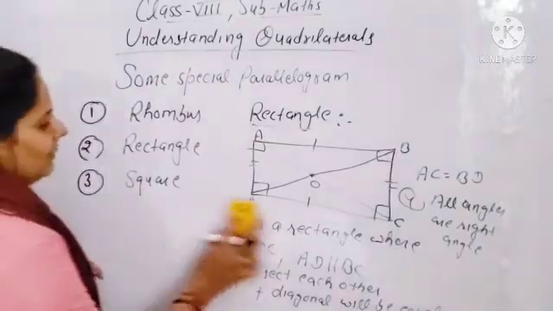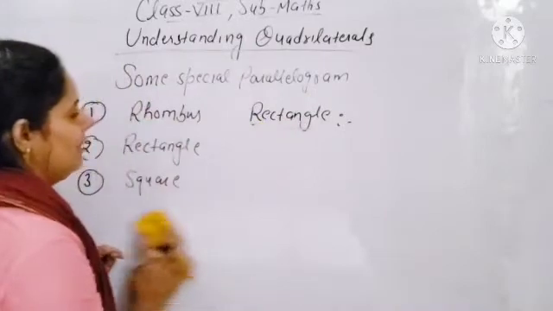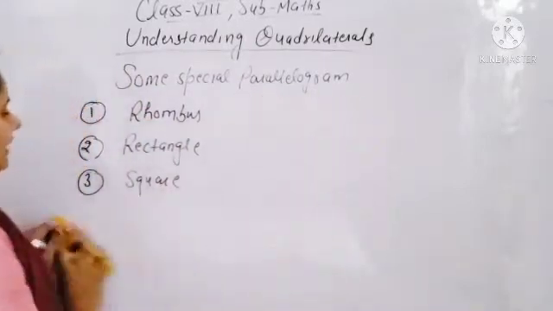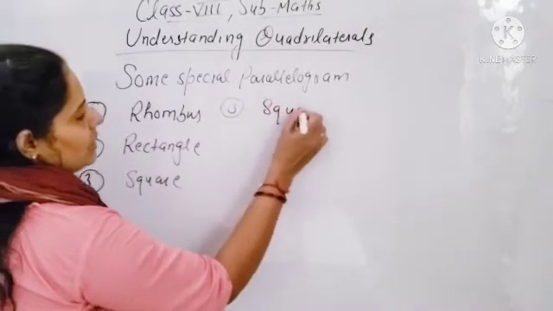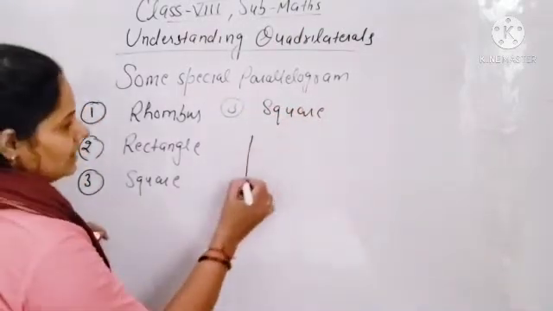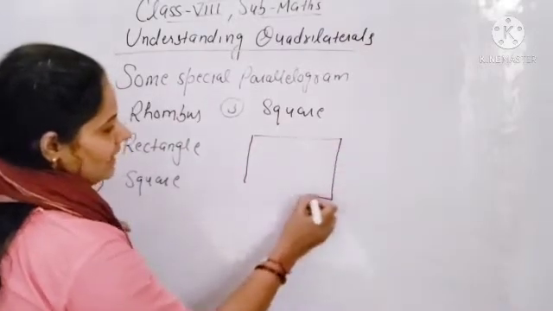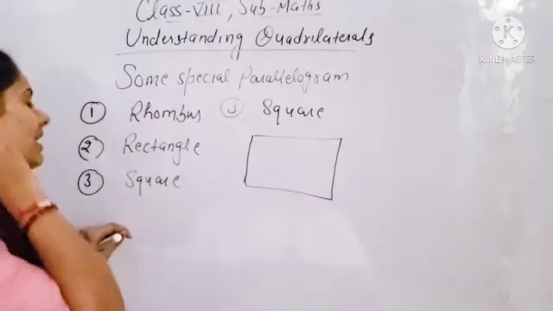Clear? Now the third type of parallelogram, beta. The third one is square. So what is the square? A square is also a parallelogram, because in the square all the sides are equal to each other. Okay, in the square all the sides are equal.